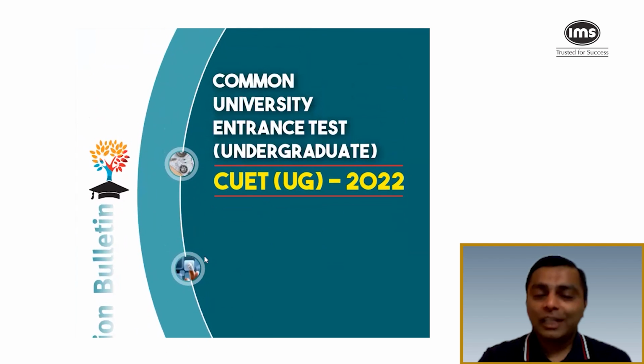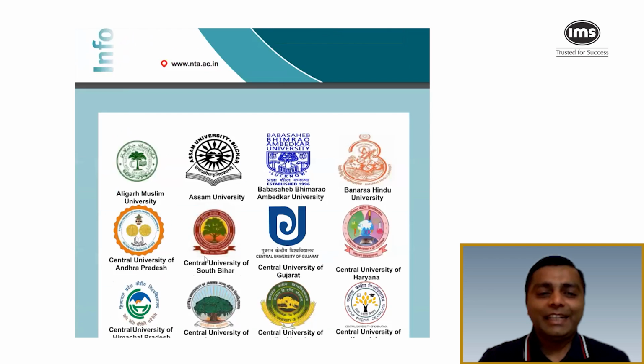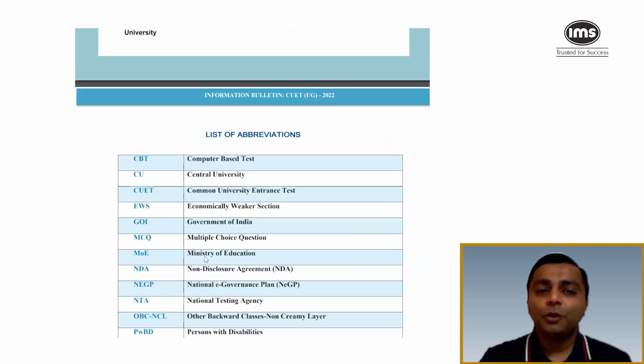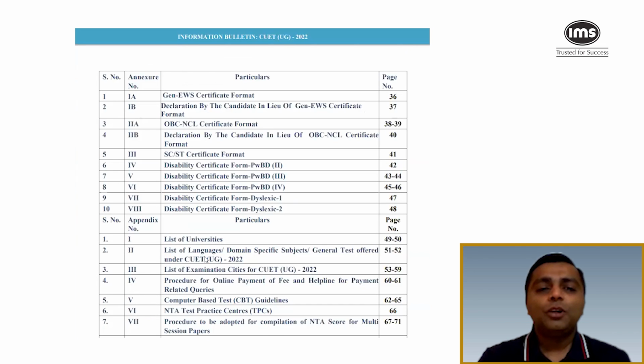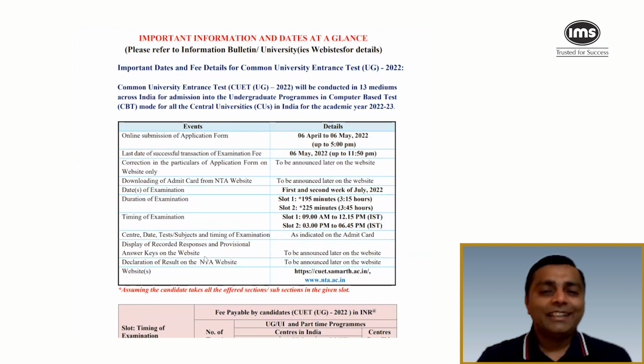So this is how the cover page looks like. The Common University Entrance Test. These are the participating universities. Then I take you directly to the important dates, page number 7. 6th April is when the form filling started and it's going to go on till the 6th of May. On the 6th of May, the applications will close. The exact exam dates they have not announced, but they have said that it's going to be somewhere in the first and the second week of July 2022.